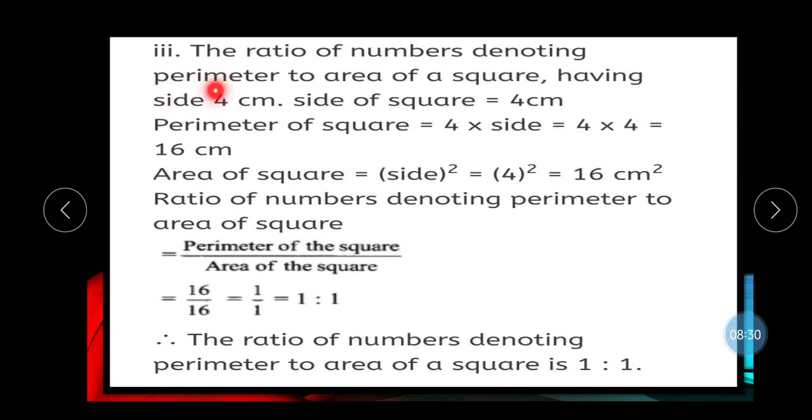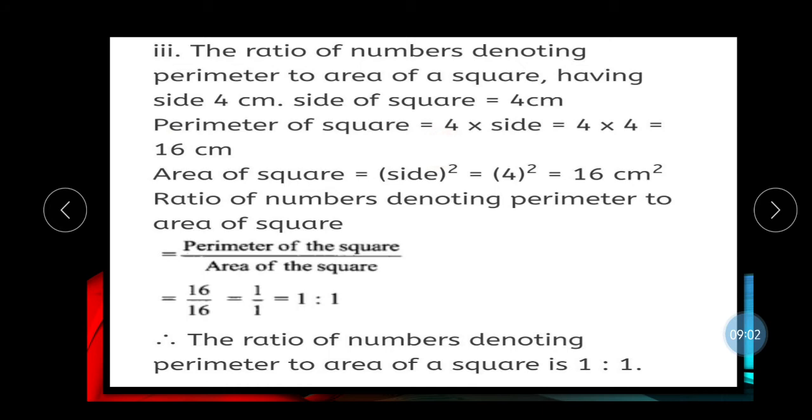Third one, the ratio of the perimeter to area of a square having side 4 centimeter. So, the ratio of the numbers denoting the perimeter to the area of square having side 4 centimeter, side of the square is 4 centimeter. Now, the perimeter of square formula is 4 into side. So, we will substitute side as 4 as it is given. So, 4 into 4, that we will get 16. So, 16 centimeter is the perimeter of the square.